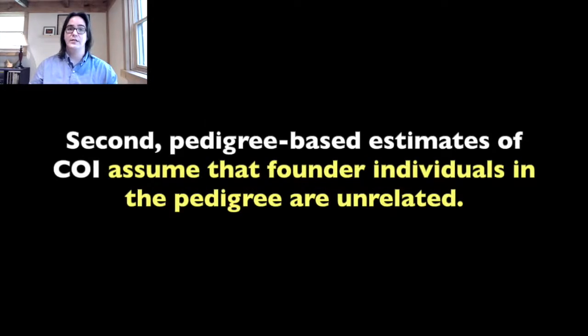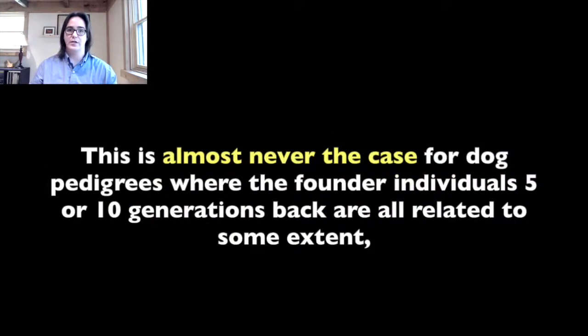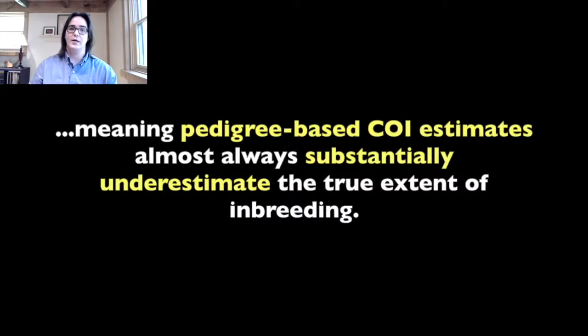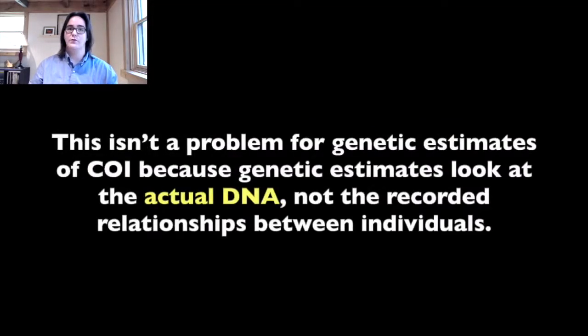Second, pedigree-based estimates of COI assume that founder individuals in the pedigree are unrelated. This is almost never the case for dog pedigrees where the founder individuals 5 or 10 generations back are all related to some extent, meaning pedigree-based COI estimates almost always substantially underestimate the true extent of inbreeding. Further, any missing individuals or other errors, such as mistaken paternity in a pedigree, will bias COI estimates. This isn't a problem for genetic estimates of COI because genetic estimates look at the actual DNA, not the recorded relationships between individuals.